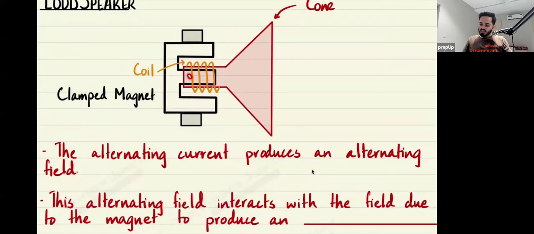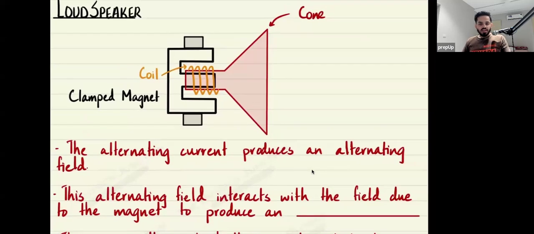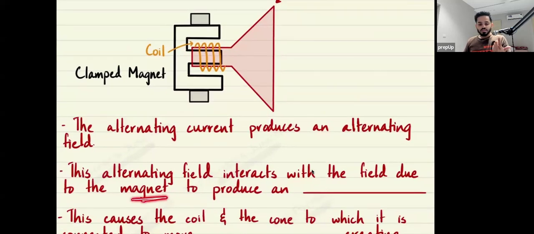Let's say if current is sometimes flowing like this. So for example, using the right hand grip rule, I can see that this is where my thumb points. So sometimes this is the North Pole. And other times when the current flows in the other way, then this is the North Pole. So the current and hence the field keep changing directions. So it's constantly changing. Now this produces an alternating field. And you also have the field of the magnet in itself. So when the alternating field interacts with the field due to the magnet, which is fixed, this also produces an alternating force.